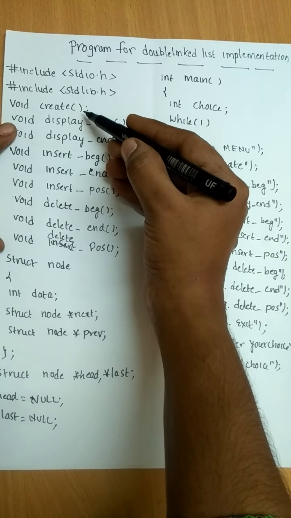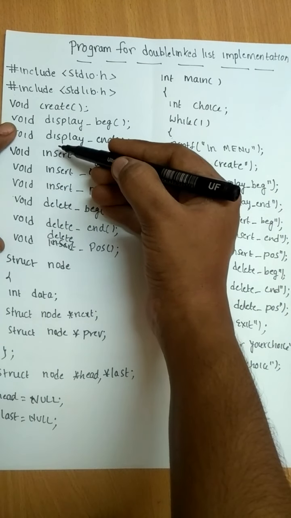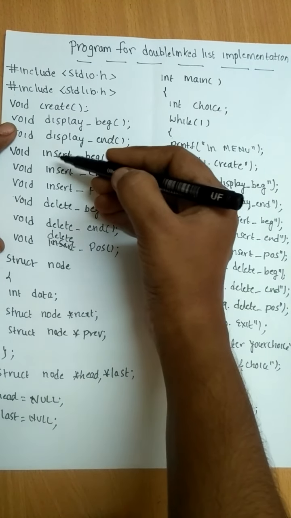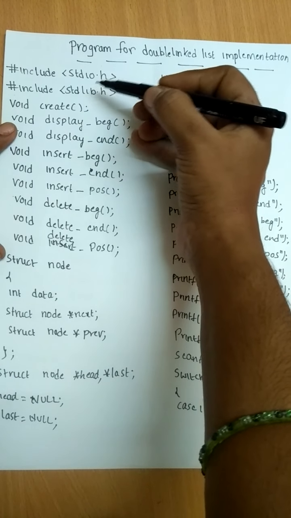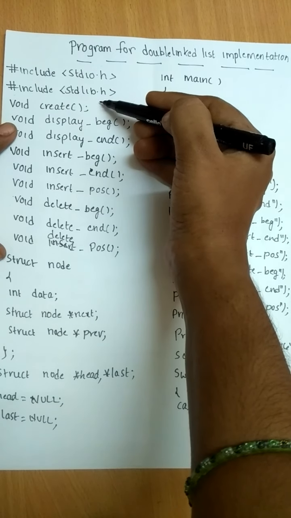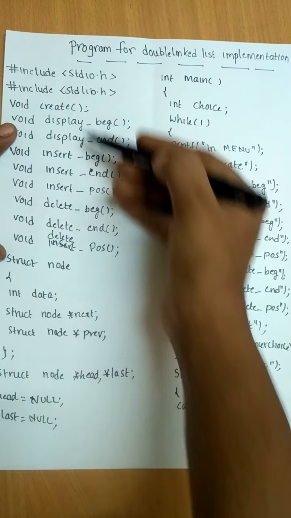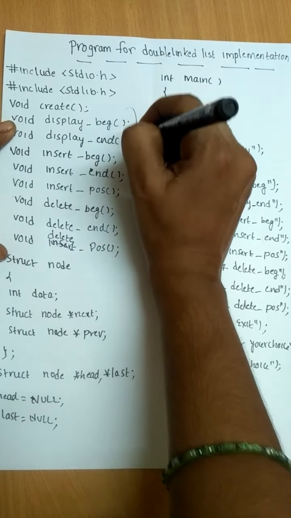So what is the first step? I'm going to implement these operations by using functions. So first, as usual, the first step is the definition section, including header files. So #include stdio.h and #include stdlib.h. Since I'm implementing with functions, next are the prototype declarations for all the functions.